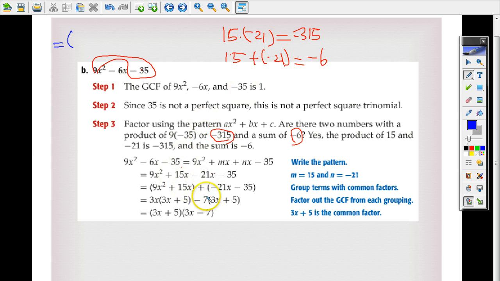Okay, so we're going to regroup. So remember, there are two ways that you can do this. If you want to do the textbook way, which is what they did, it is regrouping. Okay, so that means they have 15x and negative 21x. So all we did was regroup those, and we have 9x squared plus 15x plus negative 21x minus 35. Okay, here you can factor out the 3x, and here you factor out the negative 7, and you can see that they have 3x plus 5 in common. So 3x plus 5 comes factored out, and what's left is the 3x minus 7, and that's your factored form.